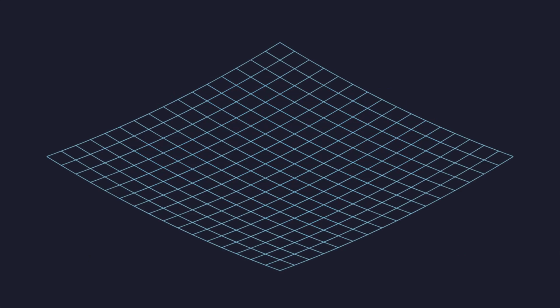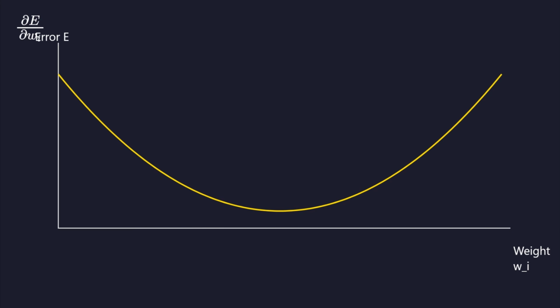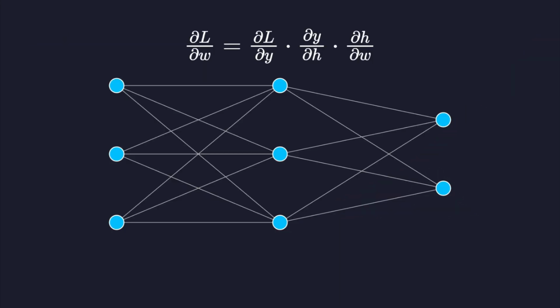We quantify failure using a loss function, such as mean squared error. This scalar value maps the network performance to a single point on our terrain. To compute the gradient, we calculate partial derivatives for every weight. This tells us how a tiny change in one specific connection affects the total error.